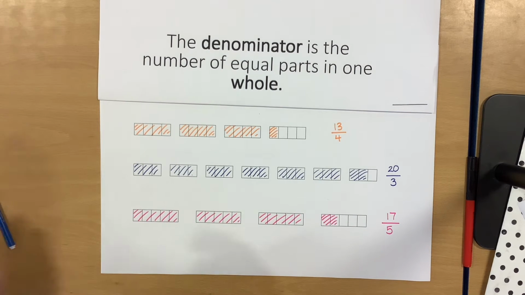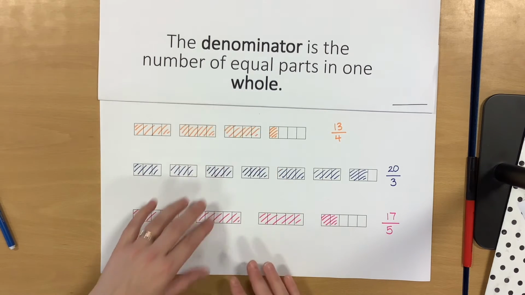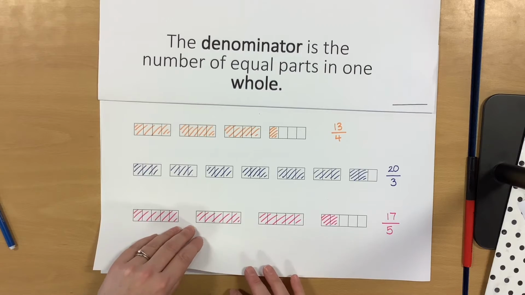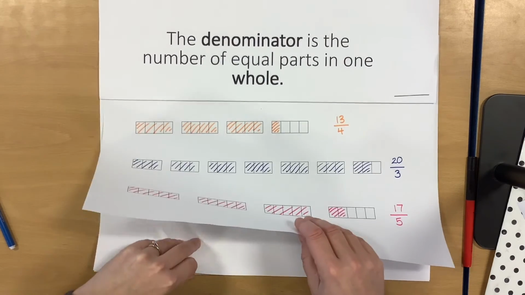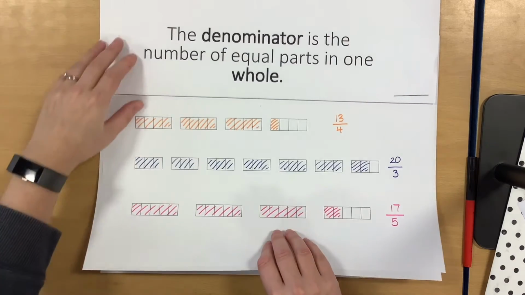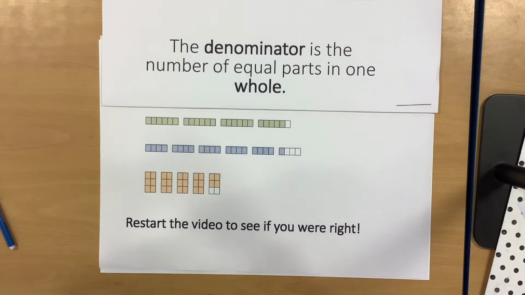Okay, I'm going to show you 3 representations. You may have seen these before, and I would like you to tell me which improper fraction they represent. So start by thinking about what the denominator is, how many equal parts are in one whole, and then how many of those parts are shaded in. So pause your screen, have a go at these 3, and then restart your video to see if you were right. Okay, let's go through the answers.